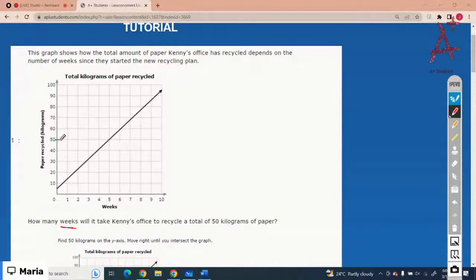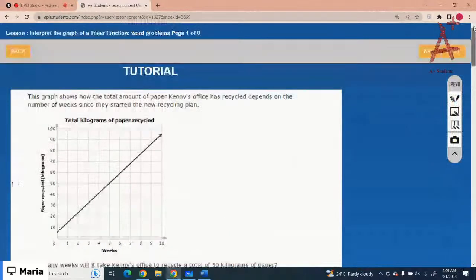It's 50 kilograms. Just match it to the graph, and here it is. That means 50 kilograms of paper can be recycled in 5 weeks. Got it? So the correct option is 5. Let's start with the test questions.